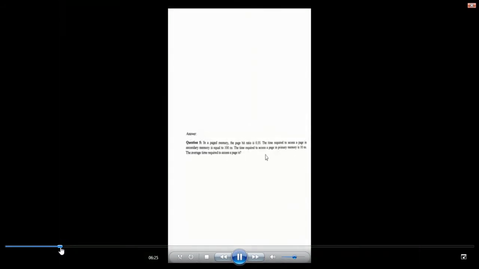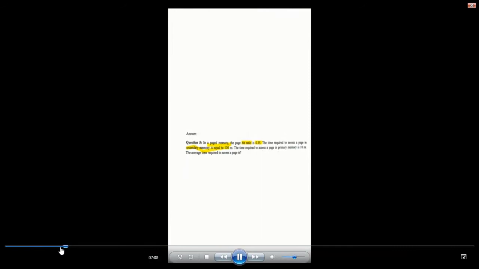The time required to access a page in secondary memory is 100 nanoseconds. The time required to access a page in primary memory is 10 nanoseconds. We need to find out the average access time. So I'll use the pointer to highlight. It's given that it's a paged memory. What is the hit ratio? Hit ratio is given as 0.35. That is the given data. And the time required to access a page in secondary memory is given as 100 nanoseconds.